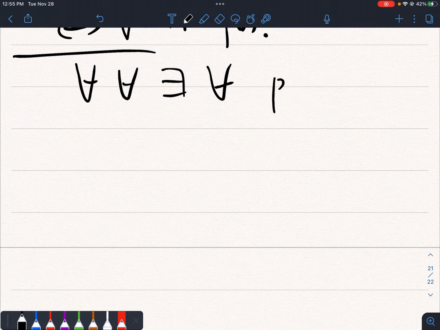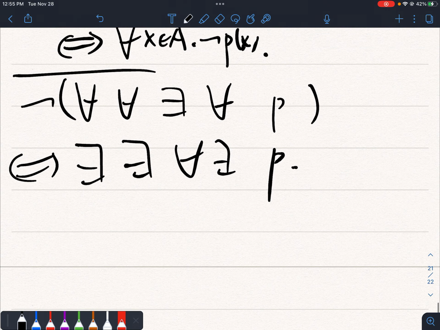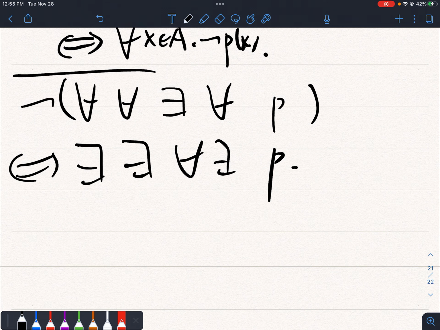So for example, if we have for all x, for all y, P, let me just put it quickly in this way. If we want to take the negation, then this is going to be there exists, there exists, not P. It has to be not P in the last one.